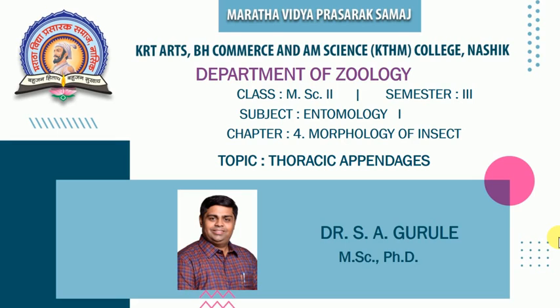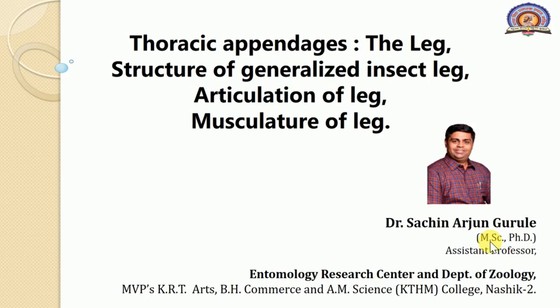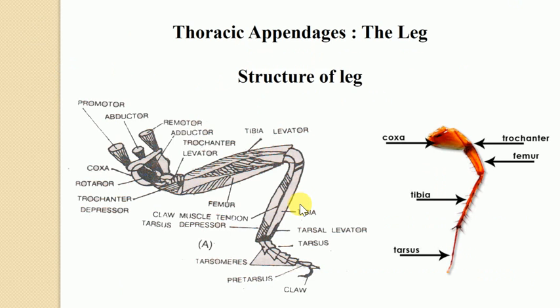In the previous video of the subject entomology, first belongs to chapter morphology of insect, we have already completed the thoracic exoskeleton and thoracic endoskeleton. And in this lecture, we are going to start with the appendages which belong to the thoracic region of the insect, and in this video we are going to cover the topic that is the thoracic appendage. First kind of appendage is the leg, then structure of generalized insect leg, then articulation of leg and musculature of the leg. So let's start first of all the thoracic appendages, that is the leg.